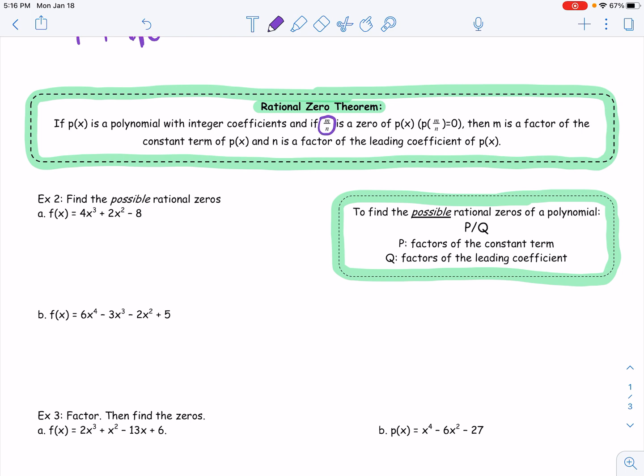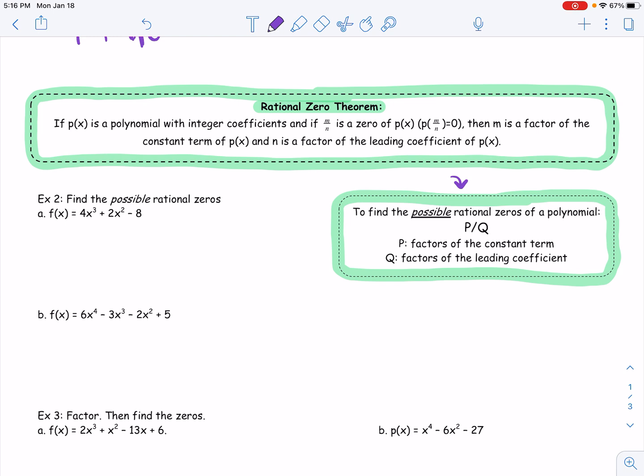And how they're getting that number is taking the factors of the constant term and putting it over the factors of that leading coefficient. Okay, that's exactly what this is saying here. Now, we actually don't use the letters M and N because they're kind of hard to differentiate. That's why I'm enunciating very clearly. So we actually use P and Q because that's way easier to differentiate.